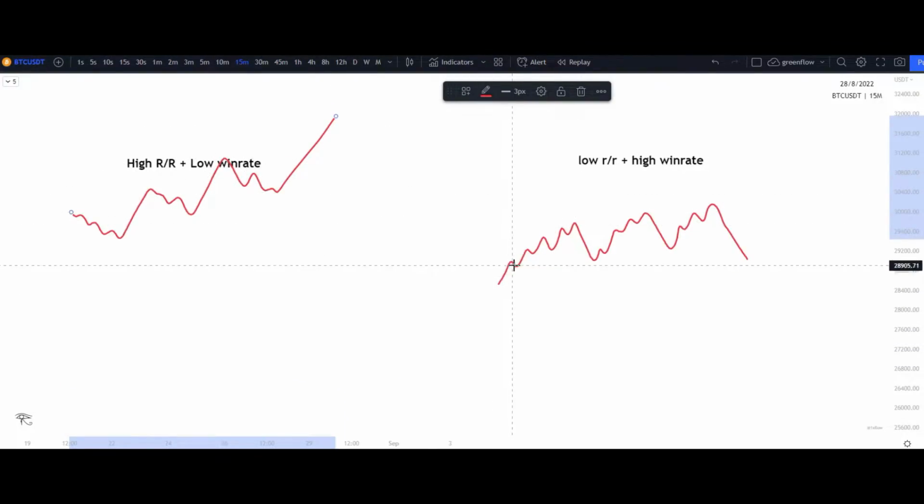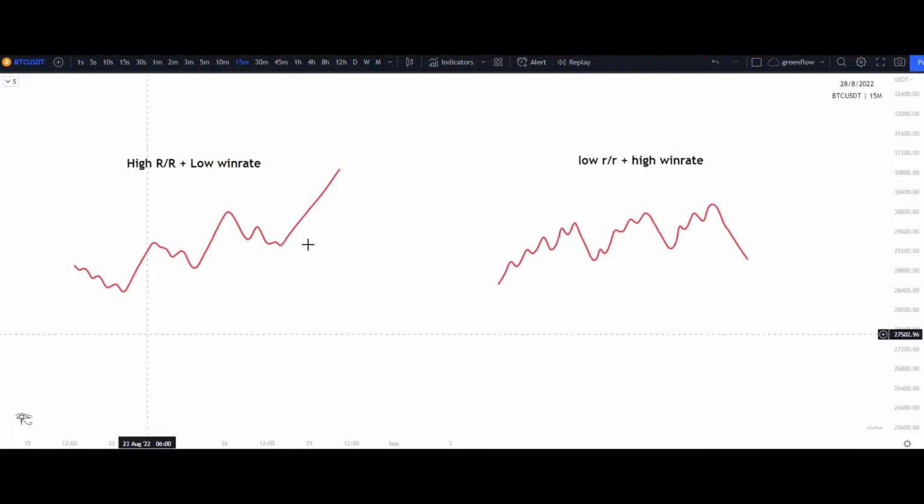Versus this low R&R where I have to win a certain amount to keep this going, right? With this high R&R and low win rate status, I'm now able to flip the script, flip the way that I'm making money within the market, versus trying to always catch myself at break even or always trying to find that new all-time high. And that's why I like this high R&R and low win rate.